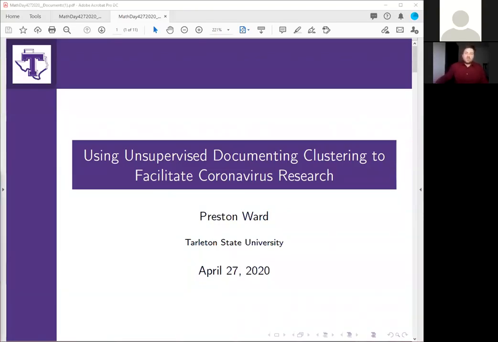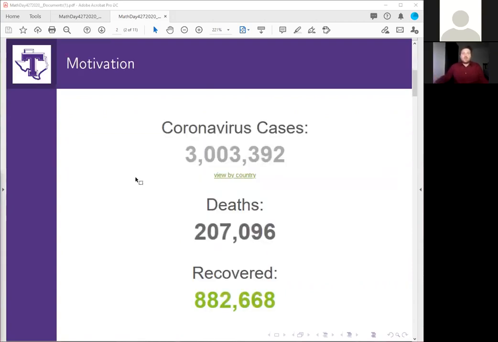Hi, my name is Preston Ward, and today I'm going to be talking about using unsupervised document clustering to facilitate coronavirus research. My motivation for looking into this is just how widespread it is and how little we know about it, and to try to help efforts forward.